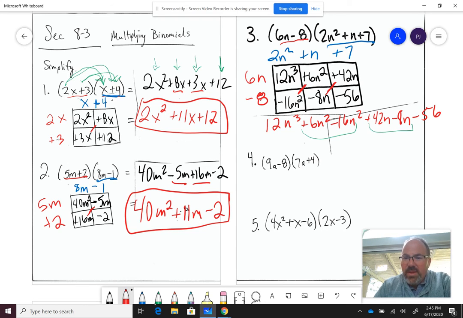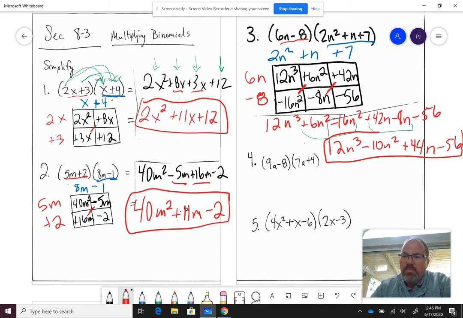And when I do, I come up with 12n cubed, negative 10n squared, positive... what do we got here? 44n minus 56. All right. So you guys are going to continue in that same fashion.